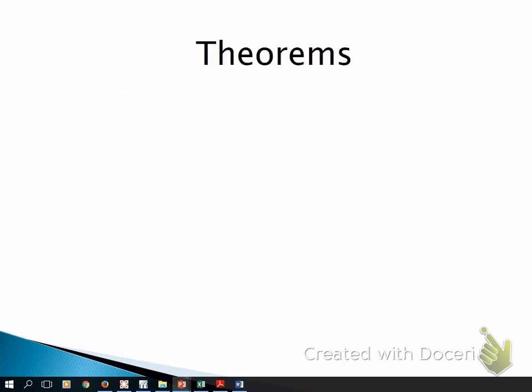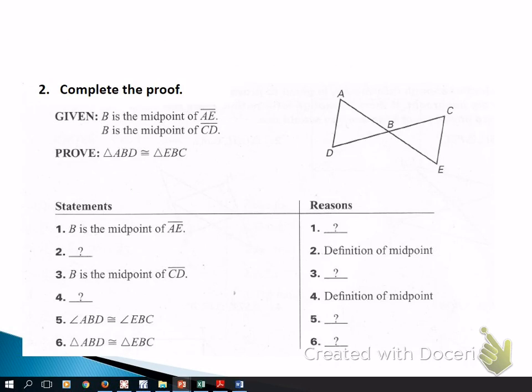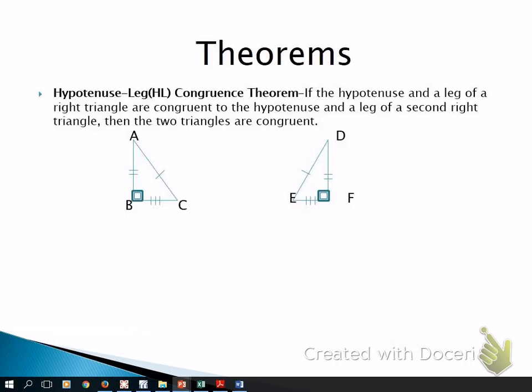Okay? Now, our next two shortcuts. First one's hypotenuse leg. Hypotenuse leg says that the hypotenuse and a leg of a right triangle are congruent to the hypotenuse and a leg of a second right triangle, then the two triangles are congruent. What that would look like when you're done marking a picture, it would not be this. You wouldn't need these guys.